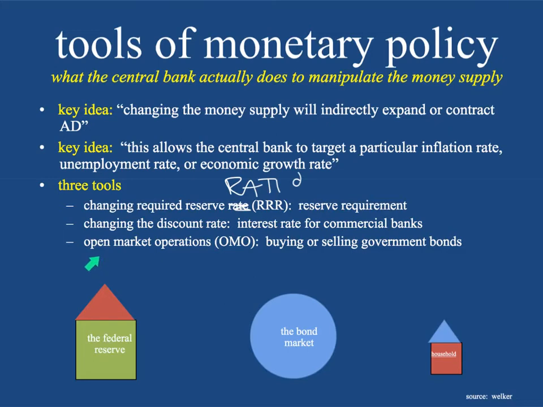The last tool of monetary policy is something called open market operations, which sounds super fancy and doesn't really tell you what it means, but I'm going to tell you in a second. That is the buying or selling of government bonds. And the buying and selling of government bonds changes the money supply in a really simple way that I'm going to explain to you right now. Let's say that the Federal Reserve makes bonds.